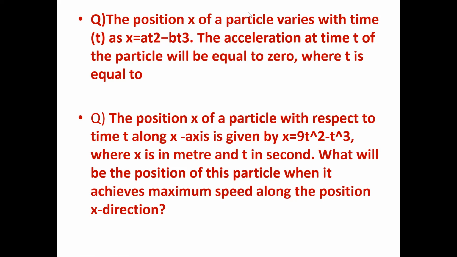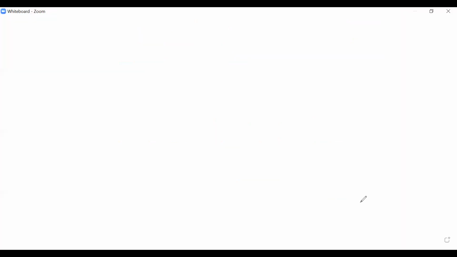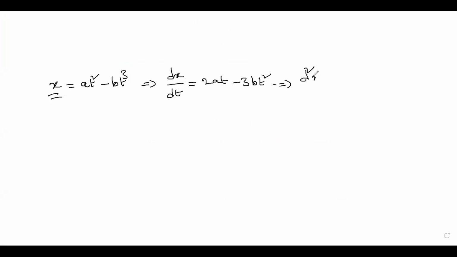And now how to deal with such questions is, these all come in one single go. What you have to do is, x is equal to at square minus bt cube is what you have. And now they said acceleration is 0. Acceleration is the double derivative of the displacement, right? So first differentiate once. So dx by dt, when you differentiate, you get 2at minus 3bt square. And now when you take the double derivative, that is d square x by dt square, that is nothing but acceleration. At that particular time, it is 0, they said.